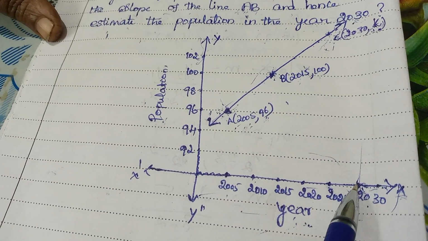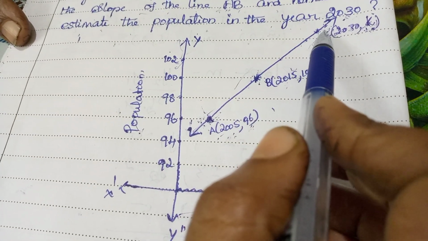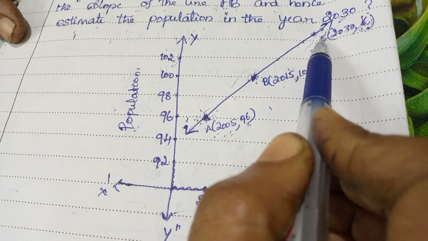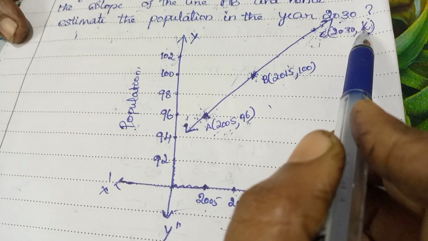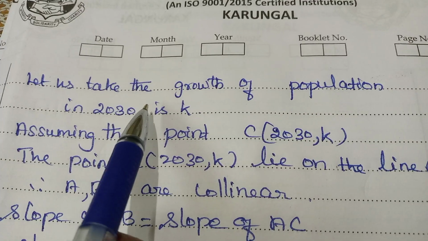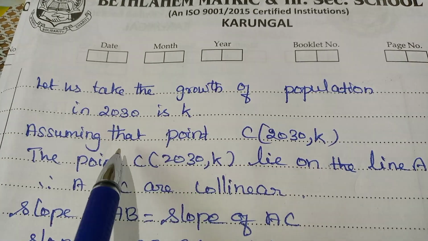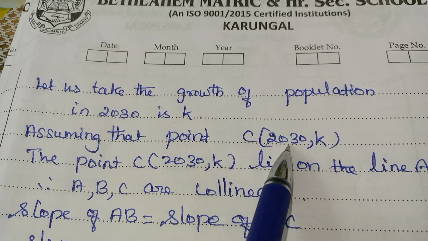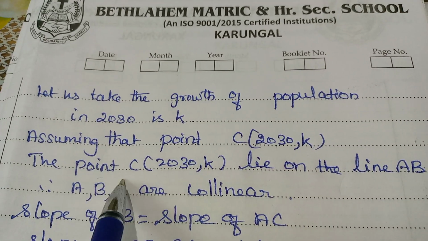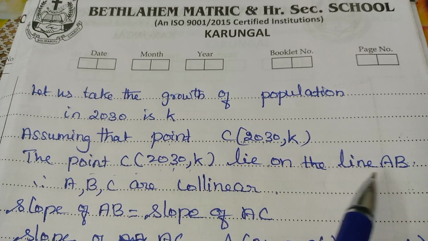So corresponding to 2030, that population will be somewhere here. Let us take that point as C of (2030, K). Understood? Let us take the growth of population as K, assuming that point is C. C of (2030, K). So the point C (2030, K) lies on the line AB.